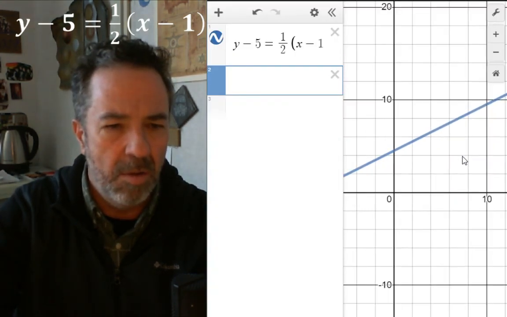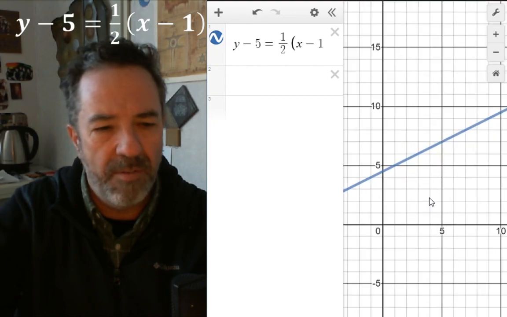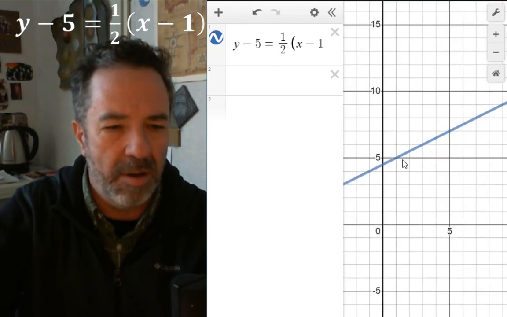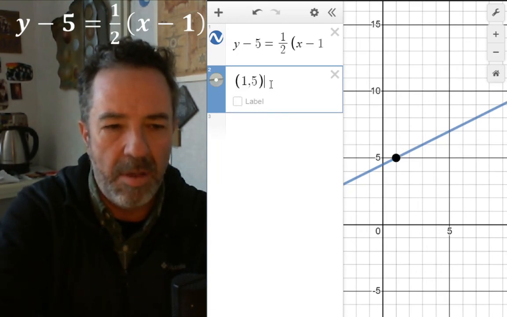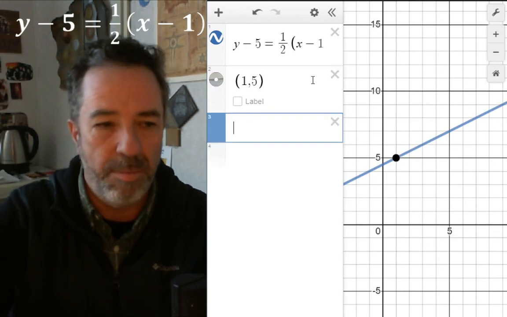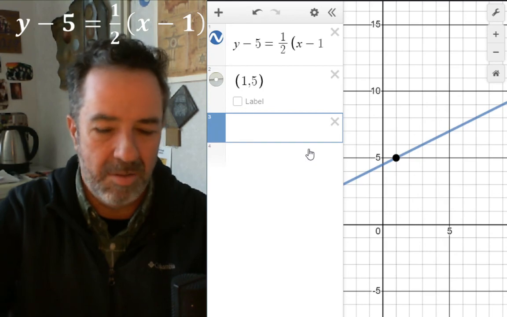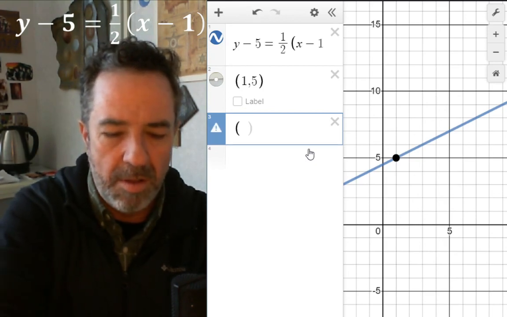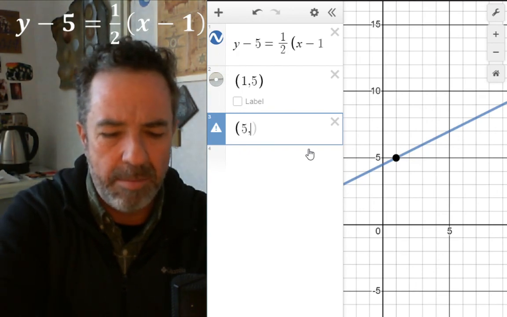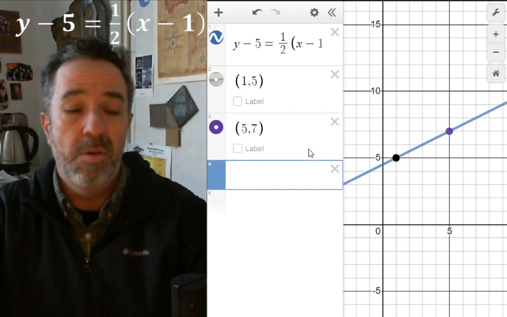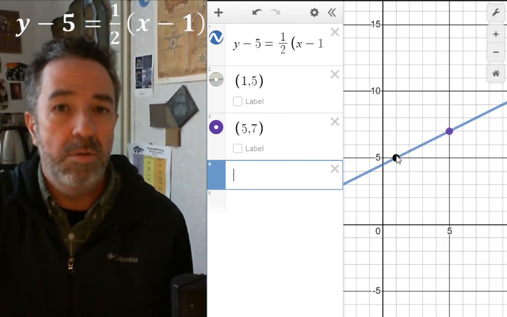So let's see. I guess I could ask it this way. Is 1, 5 on there? Well, sure it is, right? And if I wanted, I could actually graph it. I can go 1, 5. It's there. Clearly it's a point. And the other point was 5, 7, and I can see it. There it is, right? So to highlight it, I'll just go 5, 7. There we go. So I definitely have the equation of the line that goes through the 2 given points.